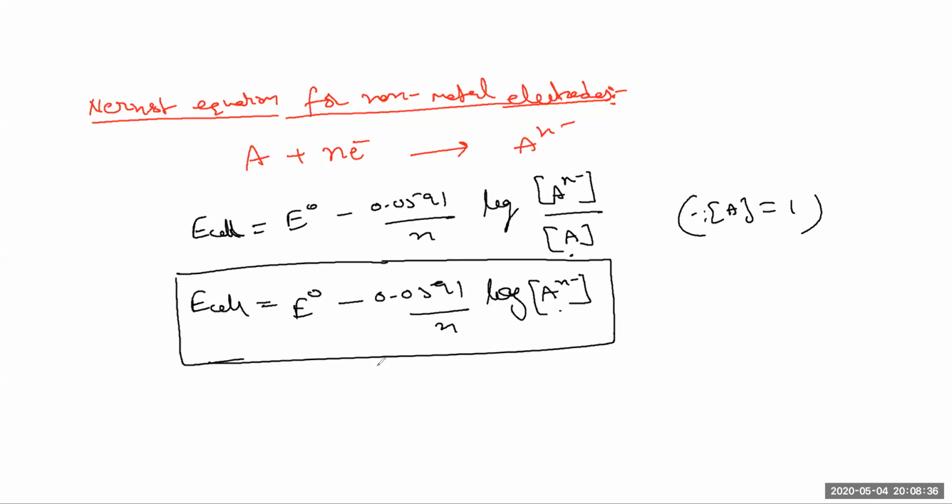So what is the use of the Nernst equation? It is used to determine the E naught value of a single electrode or galvanic cell. So it is used for calculation of electrode potential of a single electrode as well as a galvanic cell.